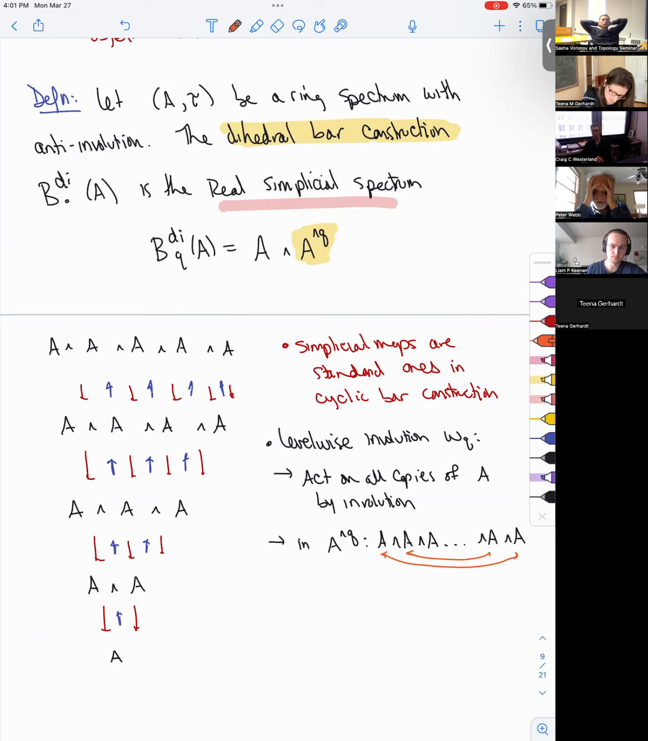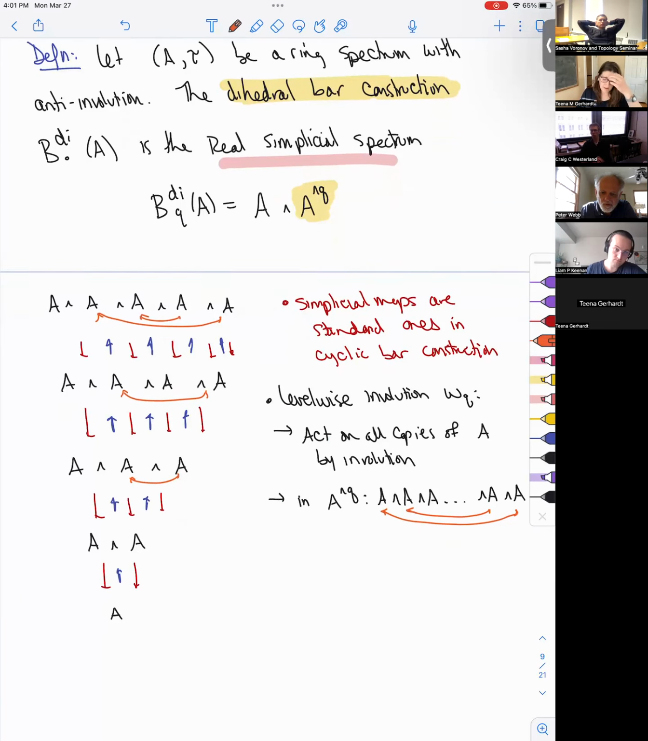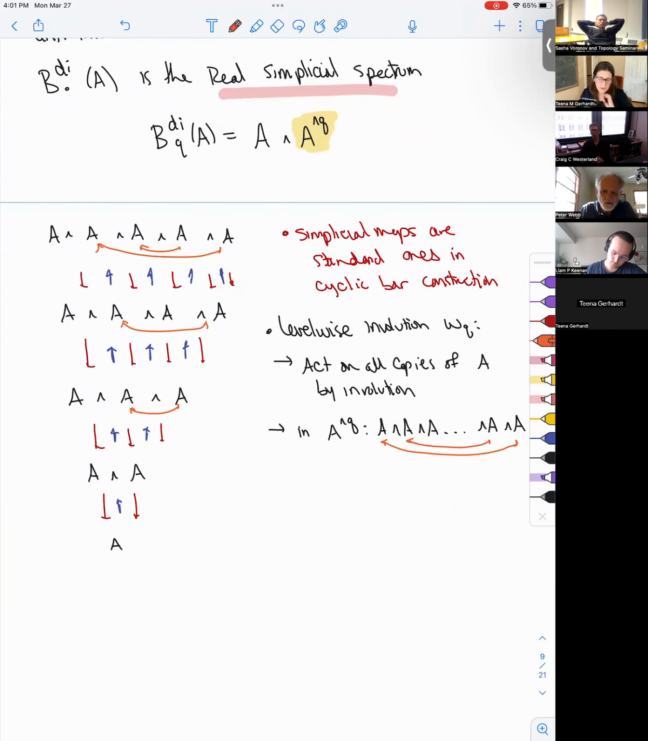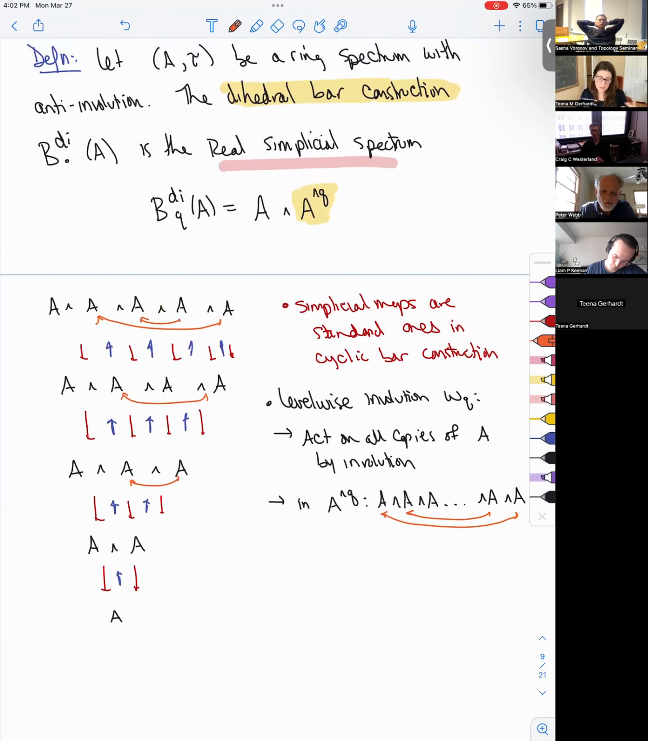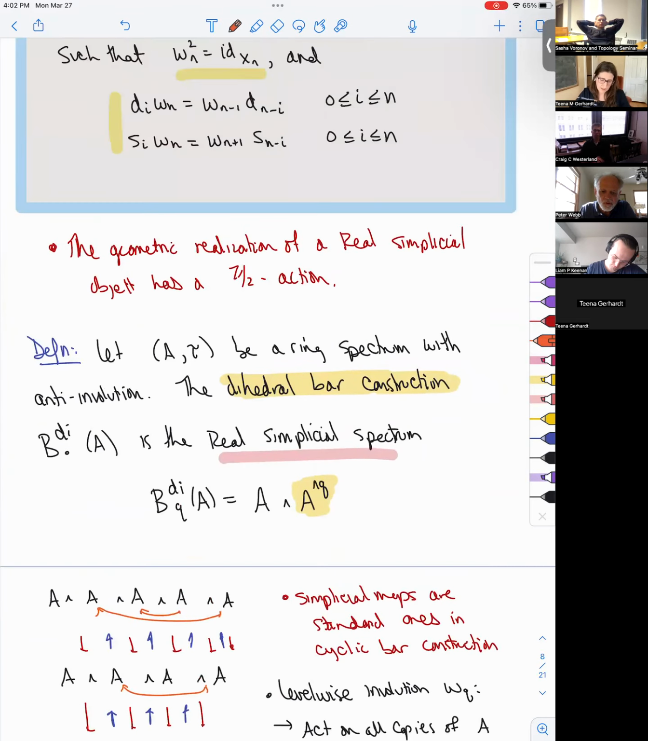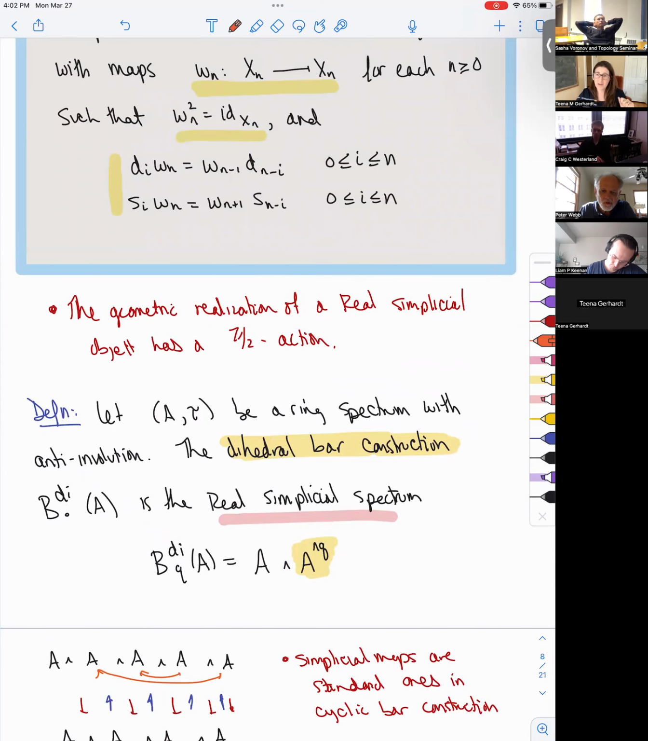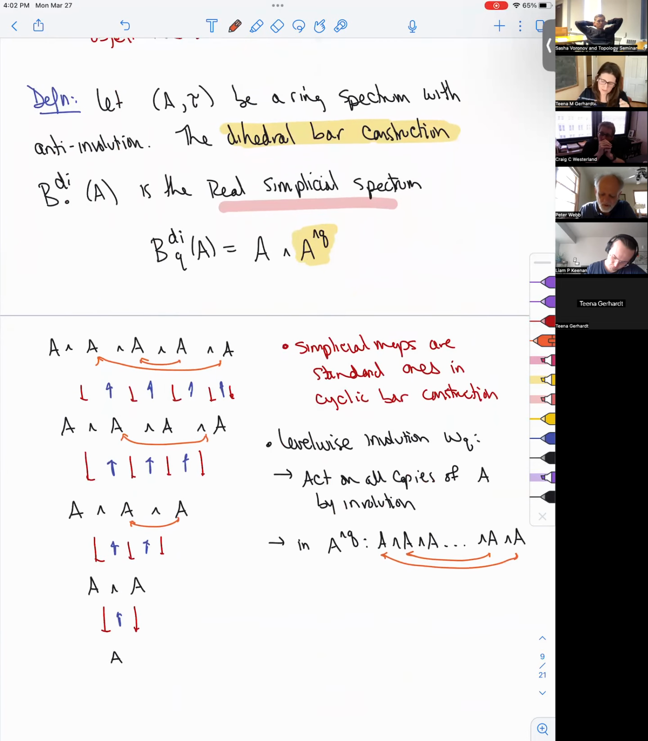So in my picture, that would flip these two, these two, and these two, and so on. So except for that first copy, it's flipping all of the copies of A about the center of those remaining Q copies. Okay, so that gives some involution, and you can check that it's real simplicial. So there were some identities that it had to satisfy, I'm going to scroll up for one second, and you can check that it does satisfy those identities.